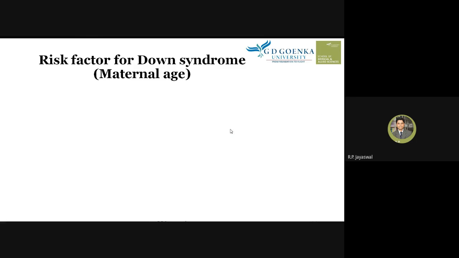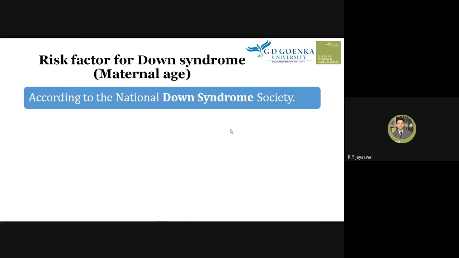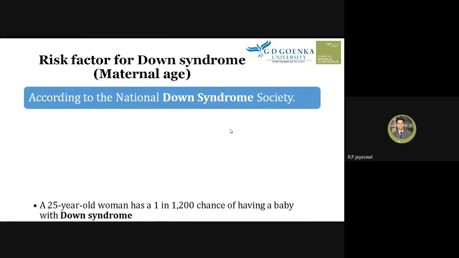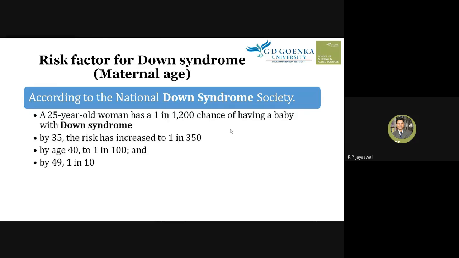Risk factor for Down syndrome. So it is related to maternal age also. According to the National Down Syndrome Society, a 25-year-old woman has a 1 in 1200 chance of having a baby with Down syndrome. So for women at the age of 25, when she desires to have a baby, the chance of Down syndrome in the baby is 1 in 1200 cases.